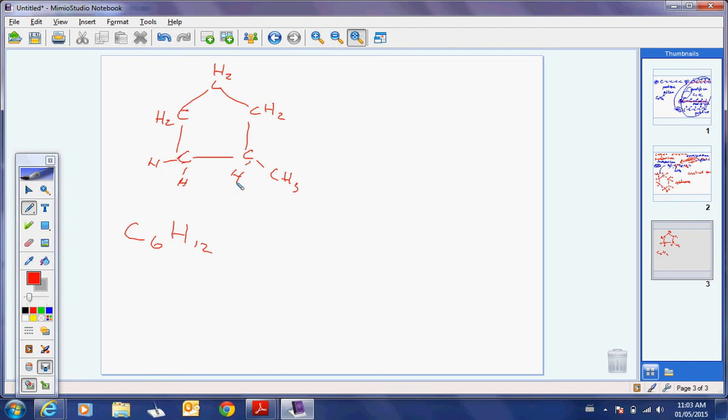How do we name it? What are you trying to say? Cyclo, right. How many are in a cyclo? Pent, 5. Because the methyl can be anywhere. And pent what? Pentane, because it's all single bonds.